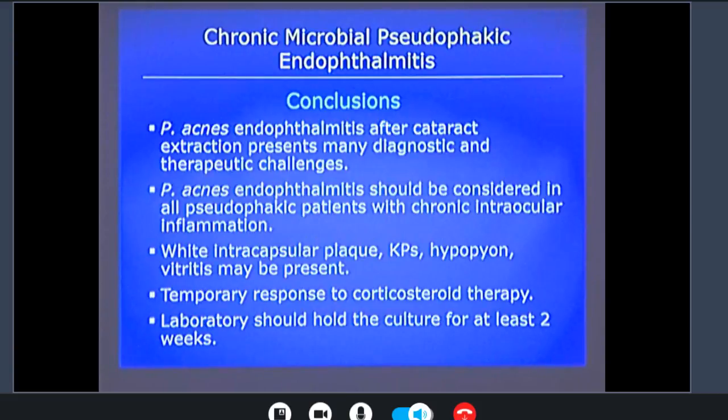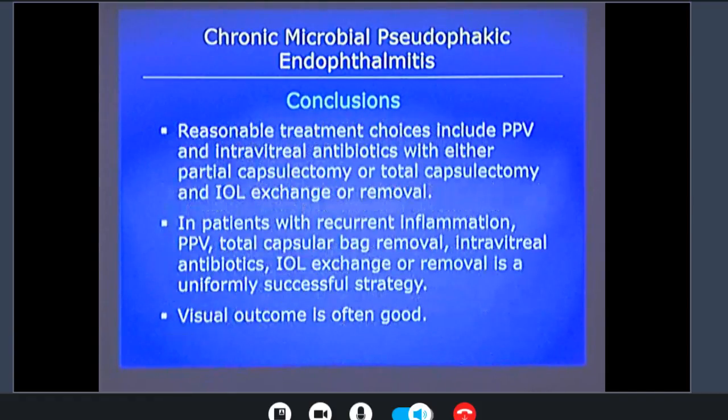So this infection should be considered in a pseudophakic patient with chronic intraocular inflammation, white intracapsular plaques, mutton fat keratic precipitates. Hypopyon, vitritis may be present. There is a temporary response to corticosteroid, and typical again, you give steroids, inflammation subsides, you stop the steroids, inflammation will recur. We should keep the sample for at least 2 weeks to grow the bacteria.